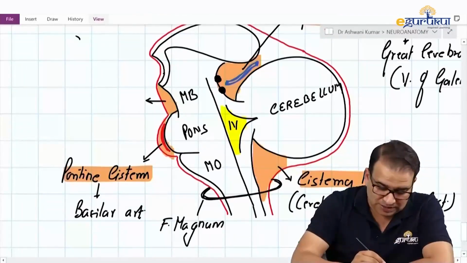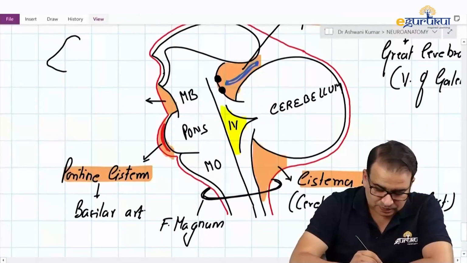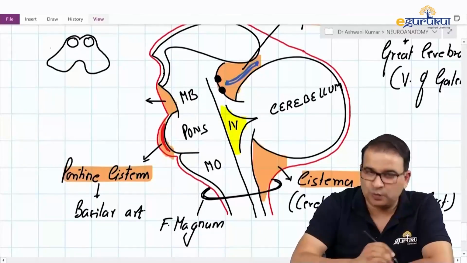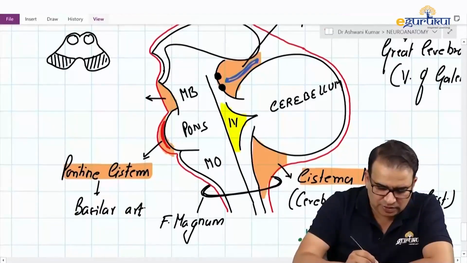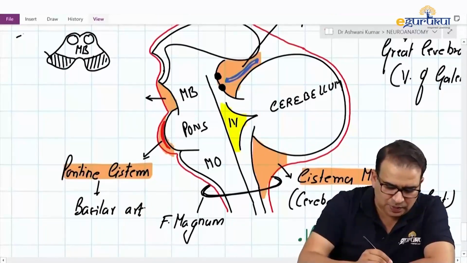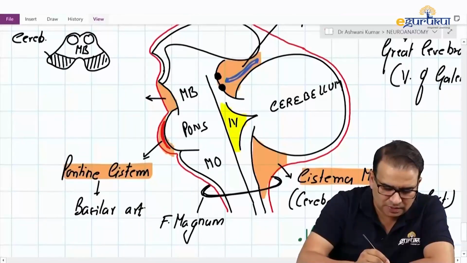So we drew the midbrain something like this, right? So we have a colliculus present at the back. That was the colliculus part, superior and inferior colliculus. And I hope you remember, these were called the cerebral peduncles. These elevations of the midbrain here were called the cerebral peduncles.